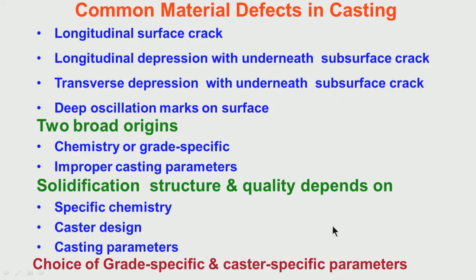Then of course, casting parameters are very important. What is the taper you have used? I have mentioned the taper has to be slightly more for depression grades, because depression grades means mold shrinkage.